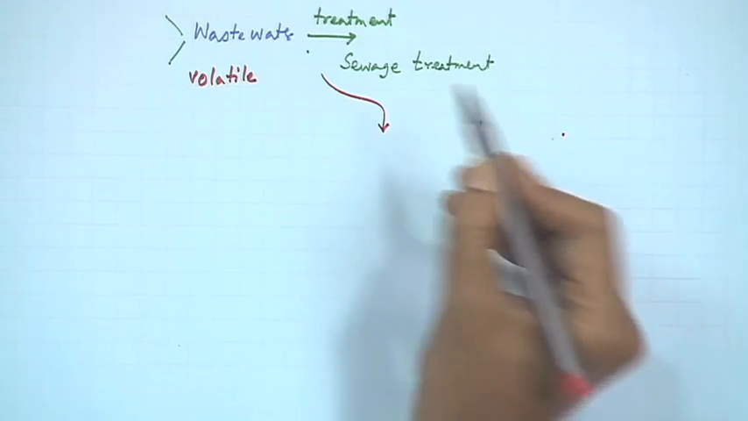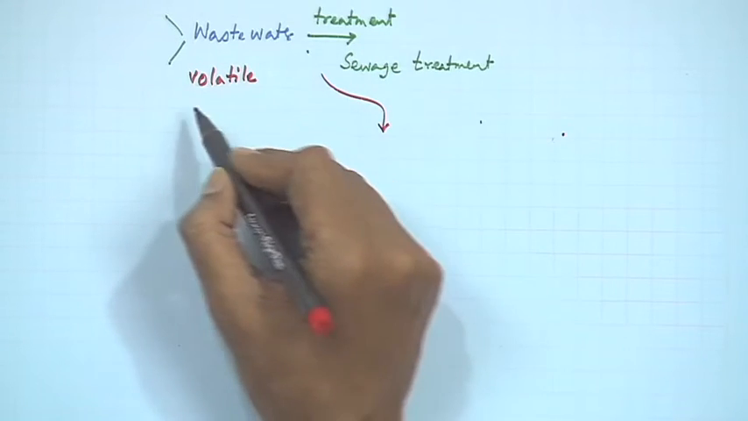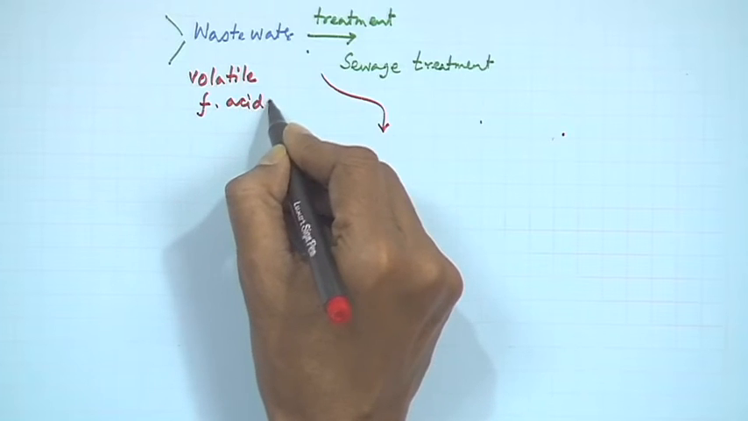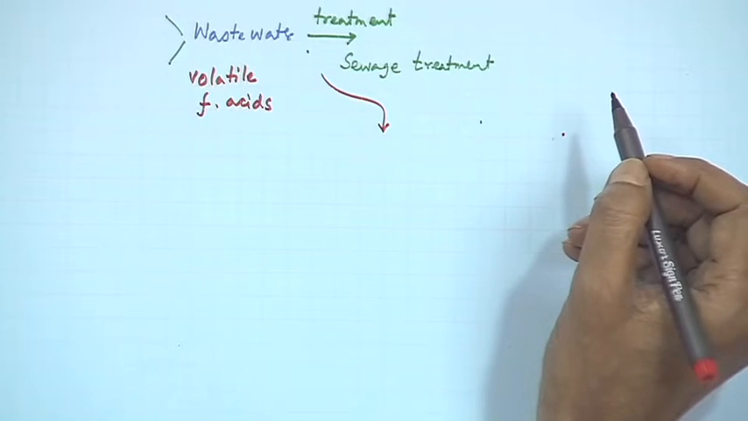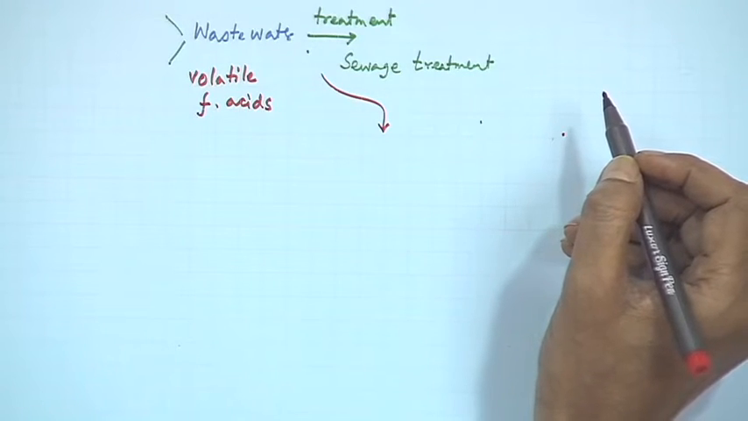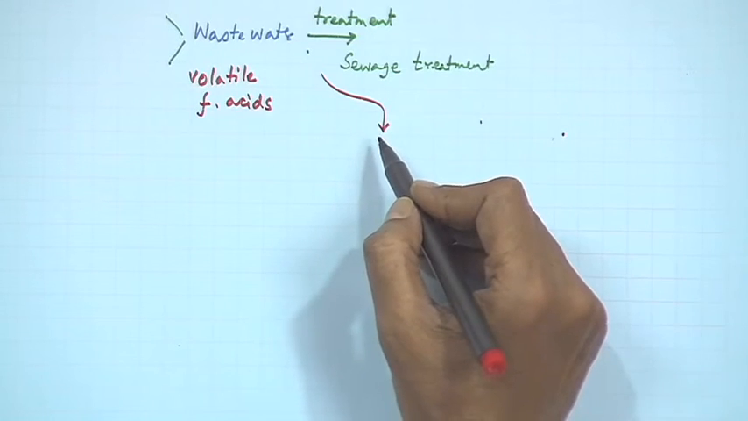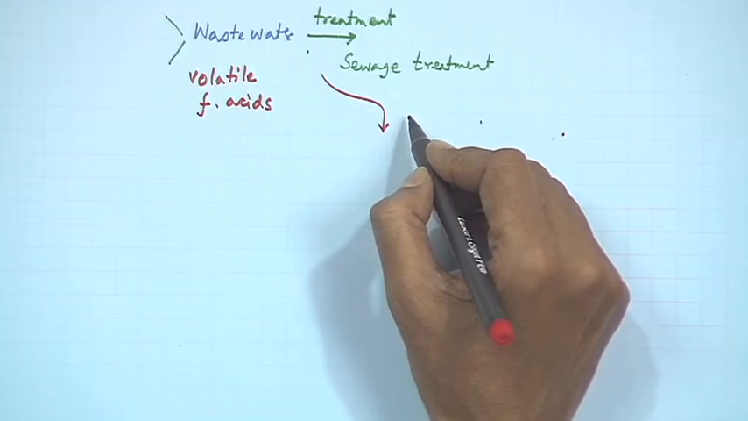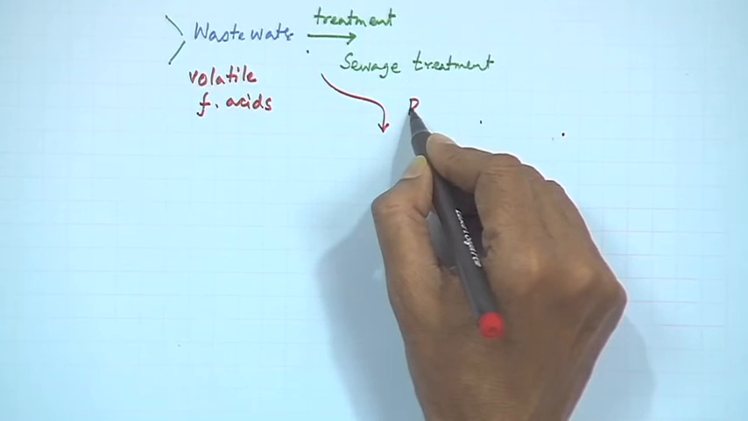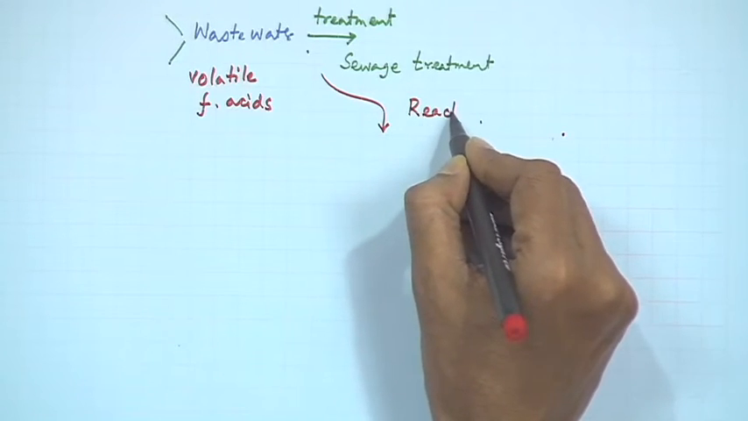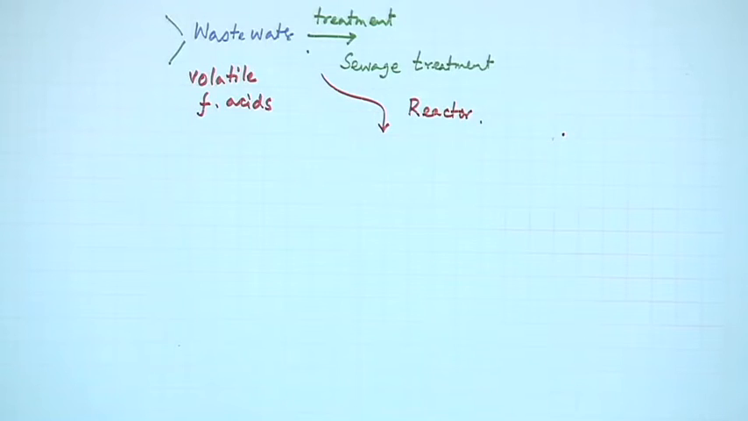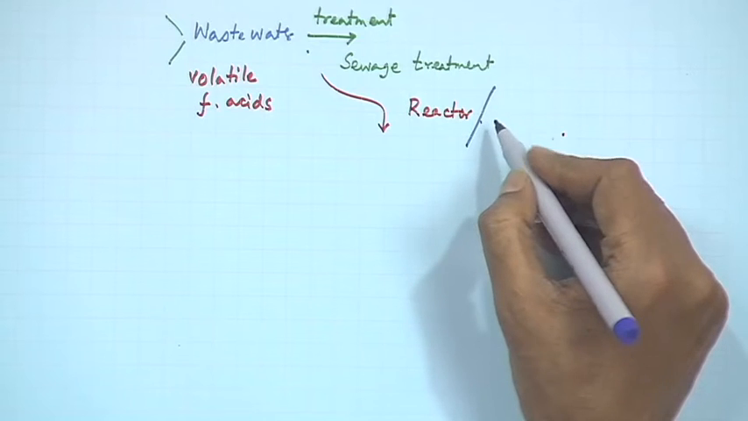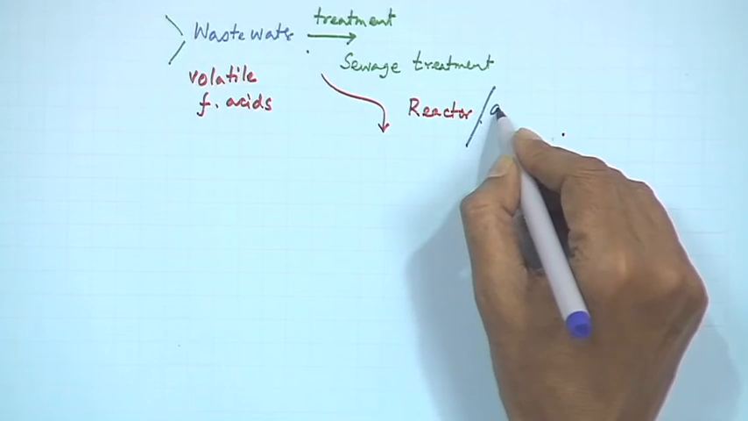So, if the sewage contains some volatile fatty acids, and this volatile fatty acid is taken in a particular reactant, then these reactants can be given to a reactor. So, what are those reactants? Reactants are nothing but some bacterial degradation we can do.